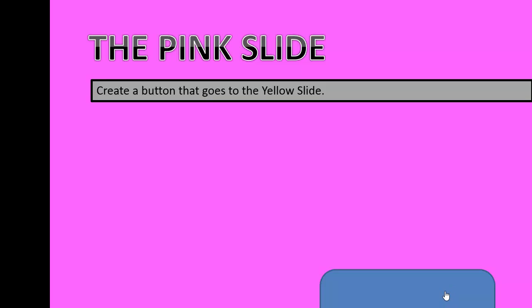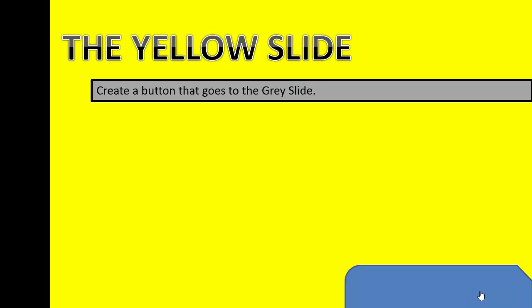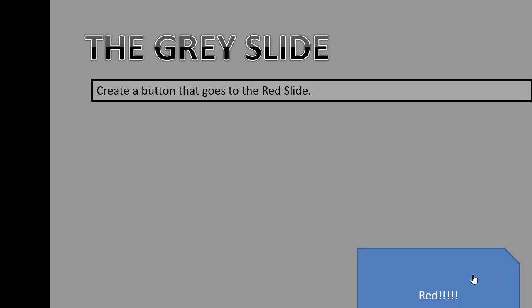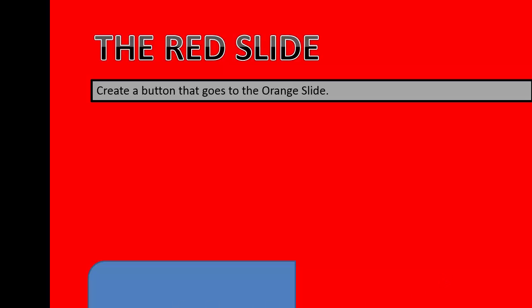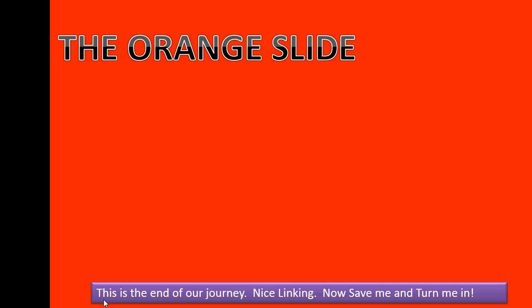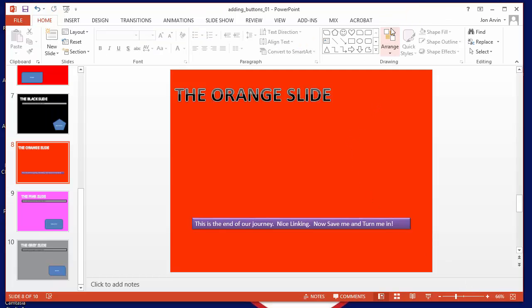Okay, it did. The yellow slide. Okay, great. The gray slide. Okay, super. And then the gray is now going to the red slide. Okay, good. And this button says let's go to orange. Okay, and then the orange slide says this is the end of our journey. Nice thinking. Now save and turn it in. All right, so I'm going to hit escape right there.